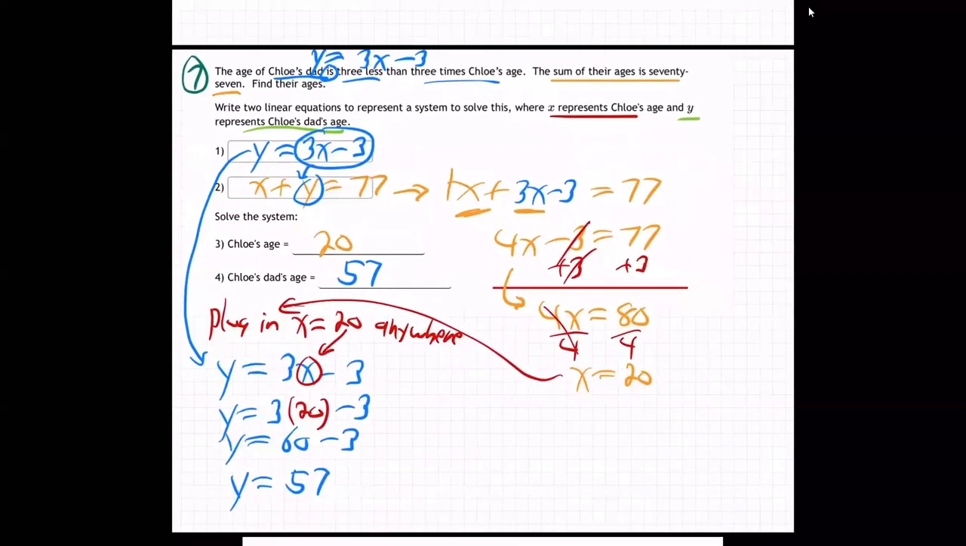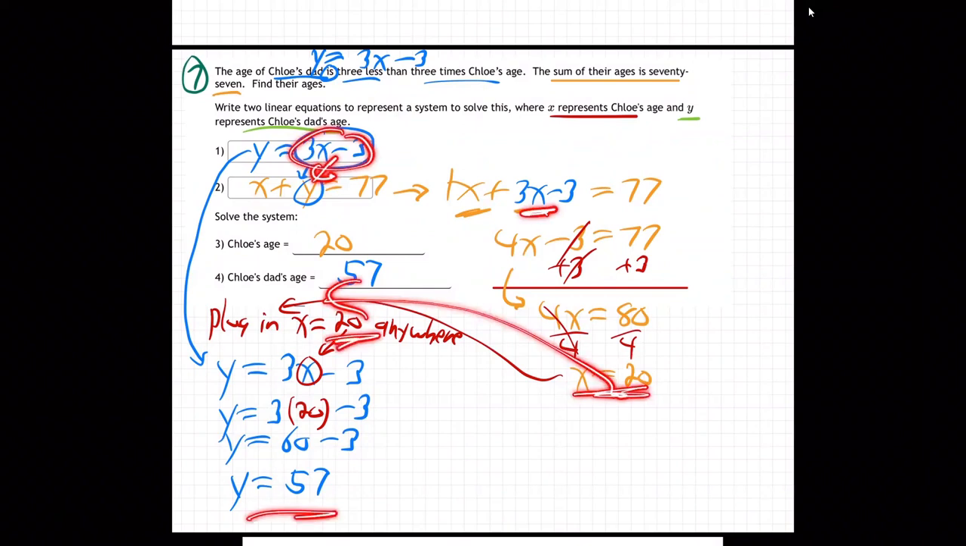So there we go. We just directly wrote the 2 equations. The dad is Y equals 3 less than 3 times Chloe, 3x minus 3. And the sum of their ages, they add up to 77. I plug one equation into the other because Y is already alone. Plug it in, solve for X, and then plug that in anywhere to solve for Y. There we go.